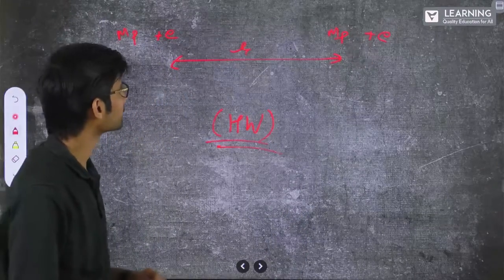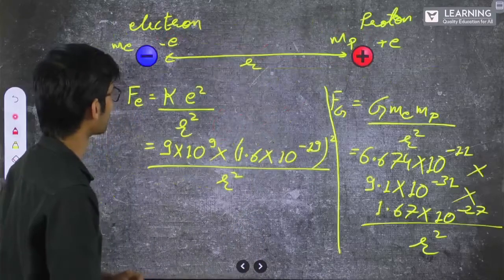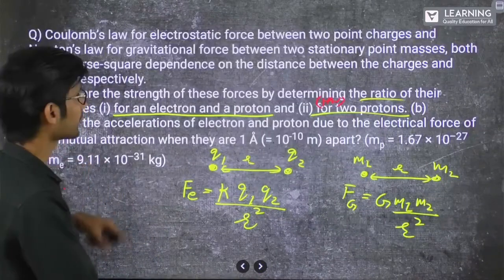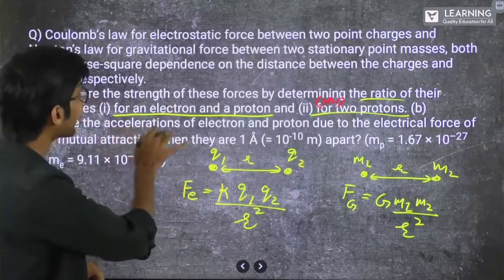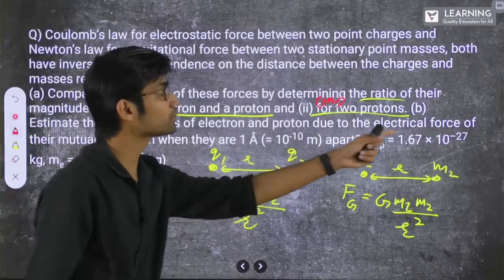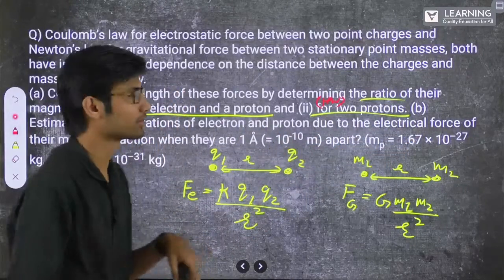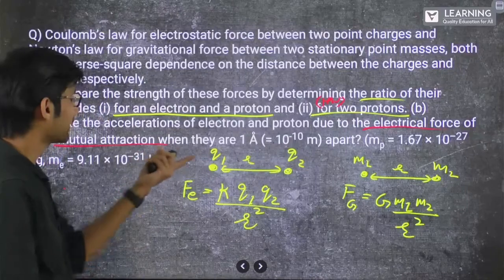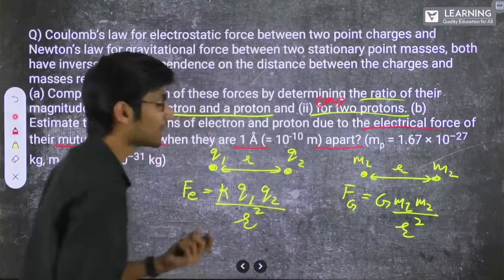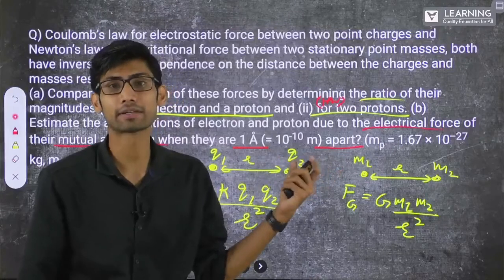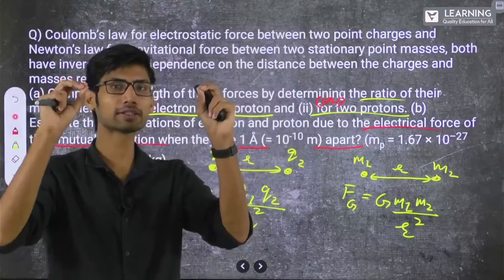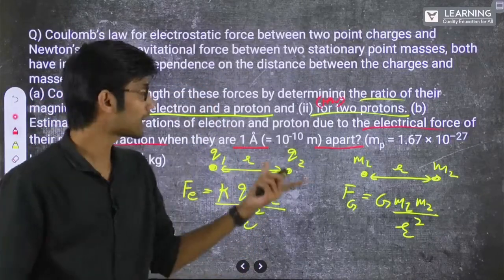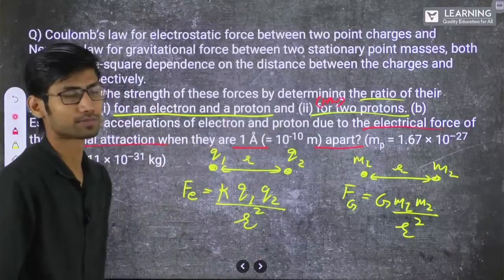Now let's see the third part. Okay, there is no third part, there is a B part. Estimate the accelerations of electron and proton due to the electrical force of their mutual attraction. Electrical force of their mutual attraction means the electrostatic force between them, when they are 1 angstrom apart. 1 angstrom means 1 into 10 power minus 10 meter. So one electron and proton are kept at a distance of 10 power minus 10 meter. Obviously, there will be an attraction force between them. So they are asking to find the accelerations of both.